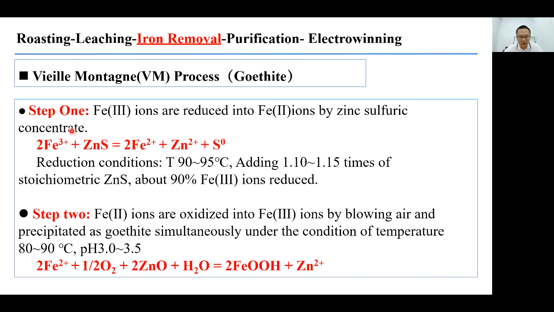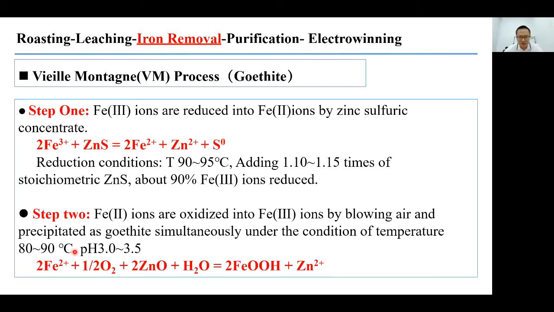So in the first step, these ferric ions are reduced into ferrous iron by zinc sulfide. So we can find out that the concentrate can be used as a reducing reagent. So the ferric is transferred to ferrous iron. Actually, this is also a core reaction in the oxygen direct leaching.